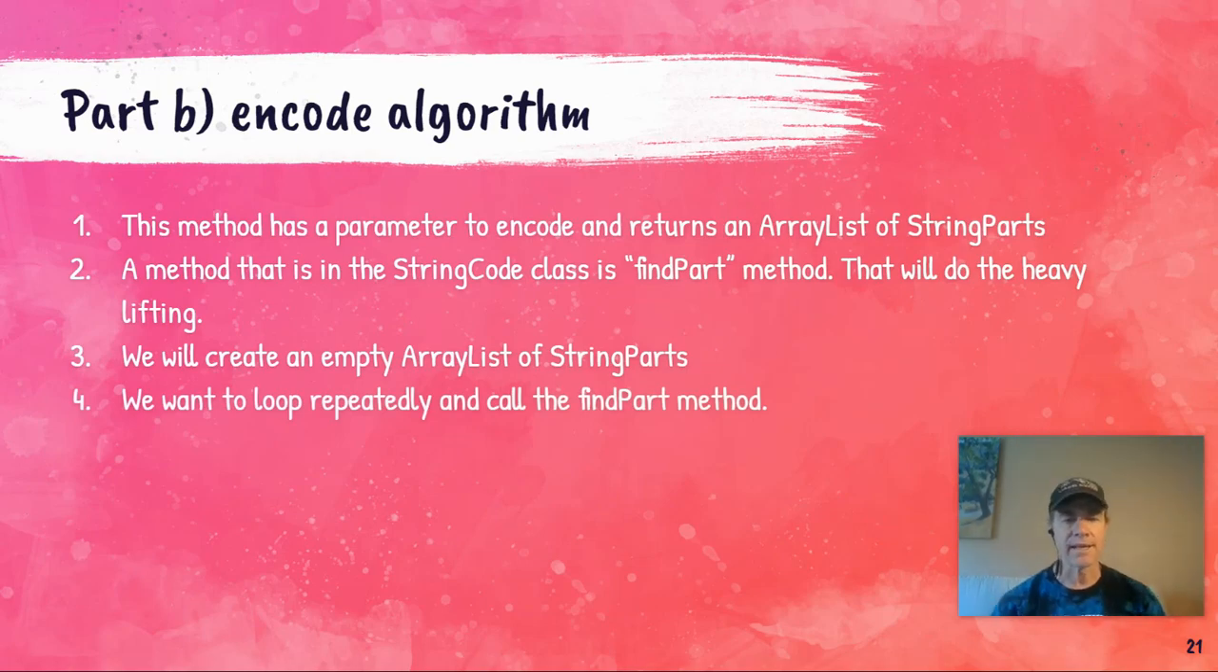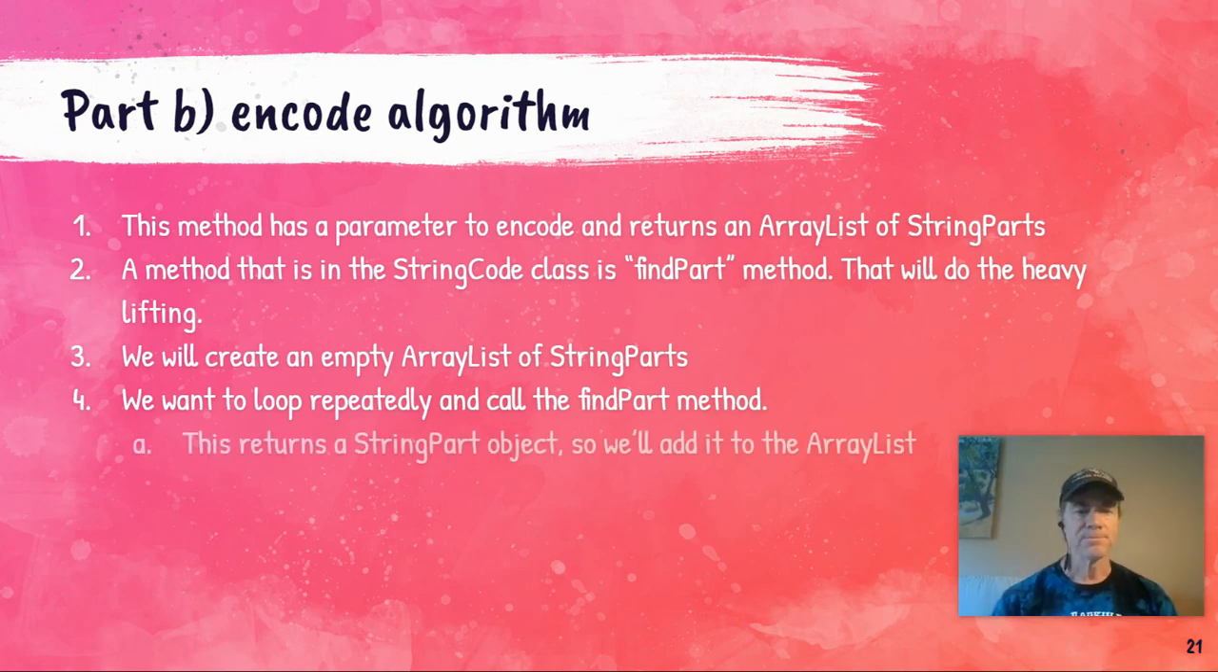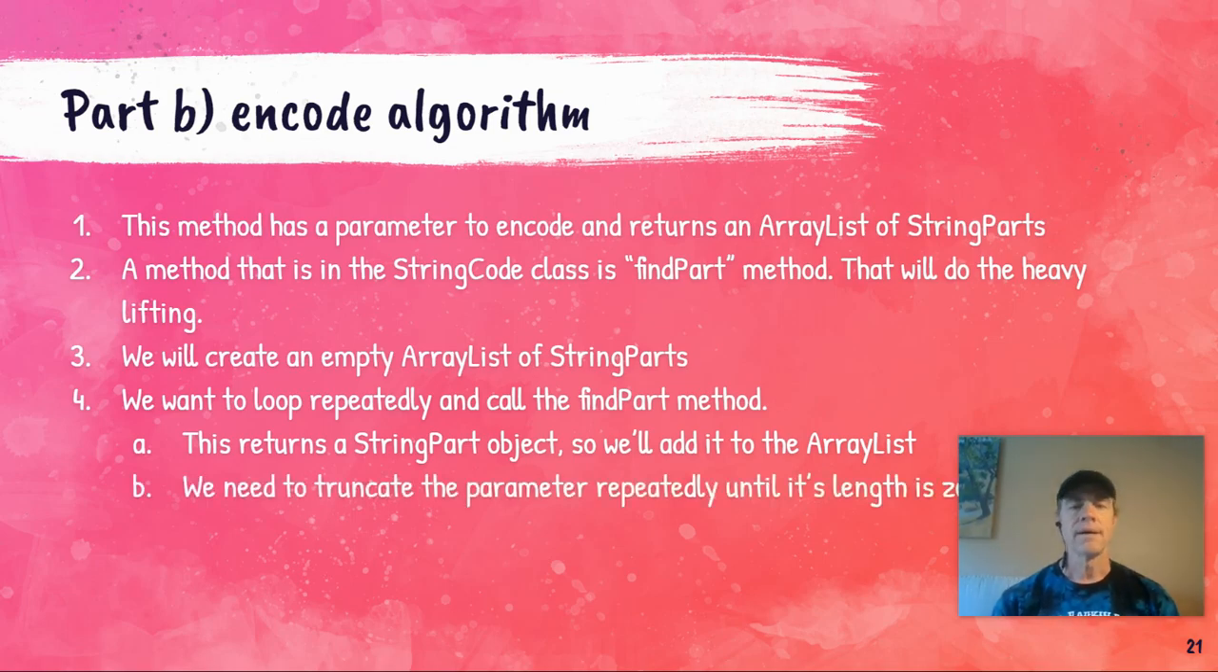And then what needs to happen is, you take a long string and it's going to return part of it, we don't know how long that string part actually is. So I'm going to truncate the original message that we're trying to encode repeatedly until I get down to 0. And when I do that, I've encoded the whole thing. All right, so this is going to be a while loop, and it's while this length is greater than 0. So we'll keep chopping it down again and again and again until finally I've got all the parts found, and I can then return that array list.